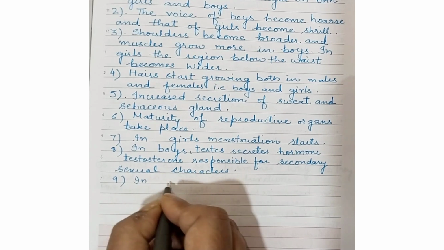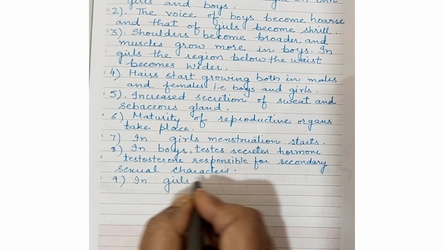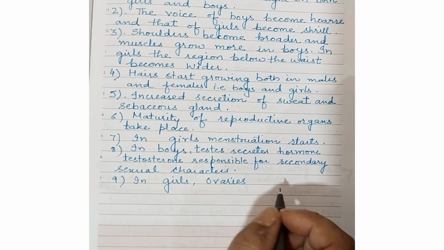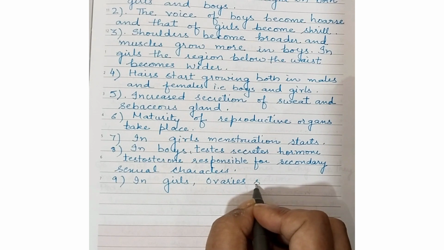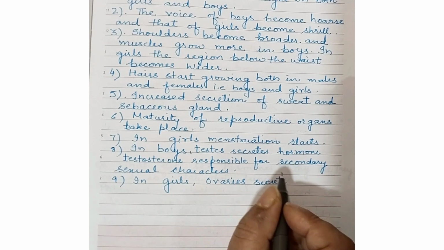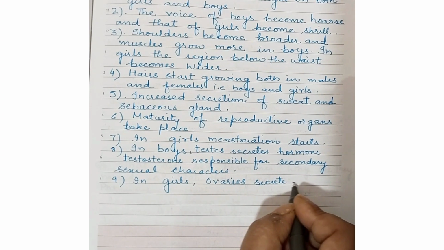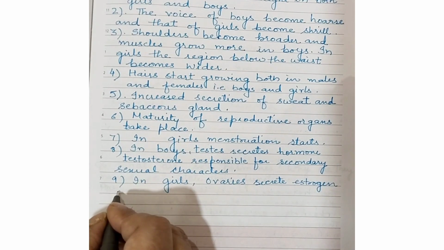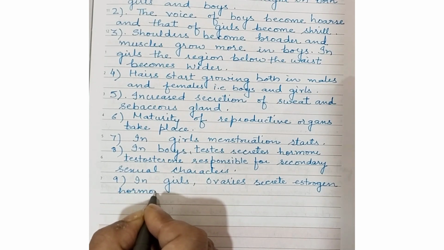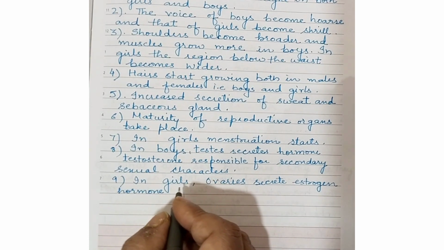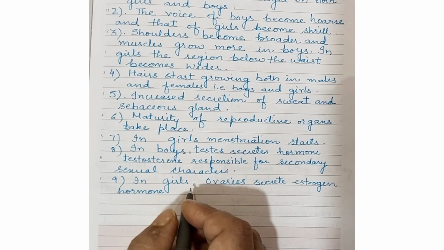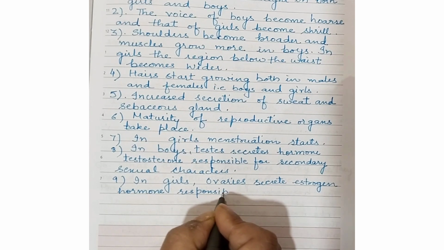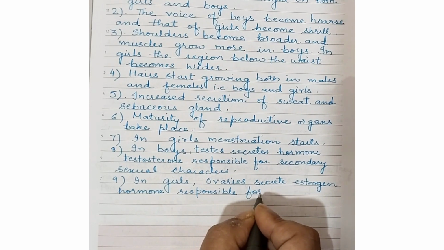Okay, all the changes. Now, in girls, the endocrine gland present here is the ovaries, and the ovaries secrete the hormone estrogen. So, name the hormone secreted by ovaries, that is estrogen. And this estrogen is again responsible for the development of secondary sexual characters in girls.